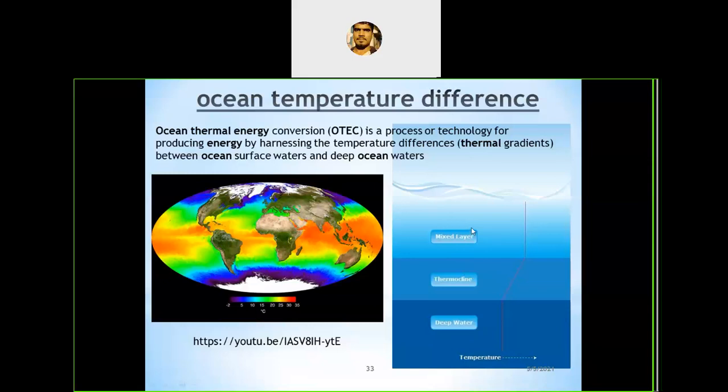This difference in the temperature we can use to generate some work, and that work can be converted into another useful form. This is how we can convert that difference in temperature. Here there is a high temperature of 38 degrees, and in the bottom layer it is a low, colder temperature of 10 degrees. So the difference in temperature is what we can use to generate the work.